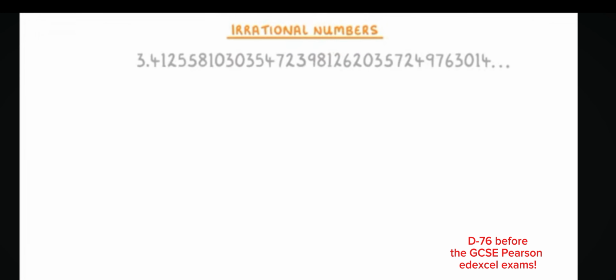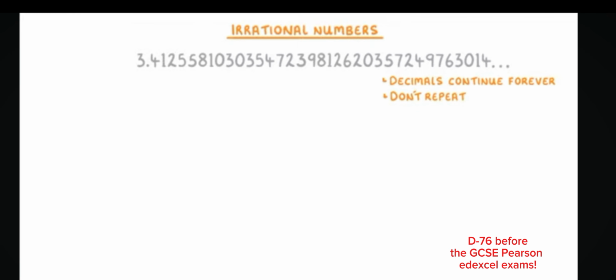Now, the last thing we need to cover are irrational numbers, which are much harder to write, because their decimals continue forever, but they don't repeat. So they look like a random string of numbers going on forever.